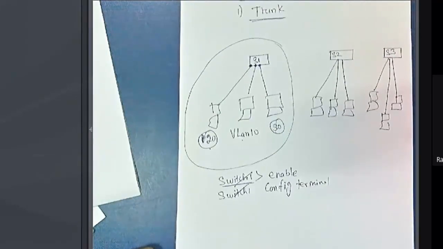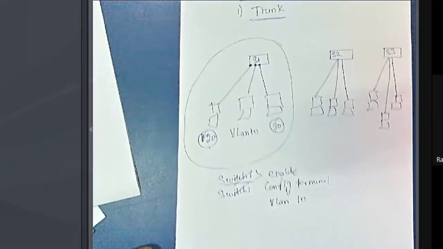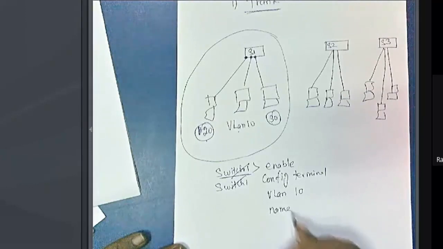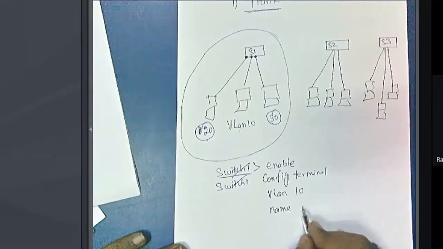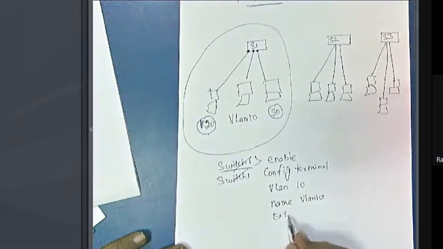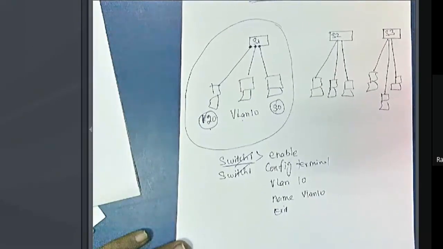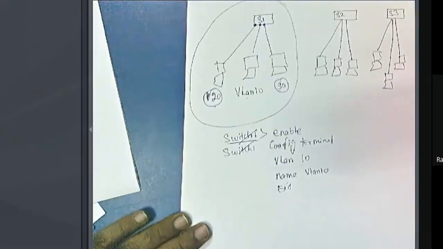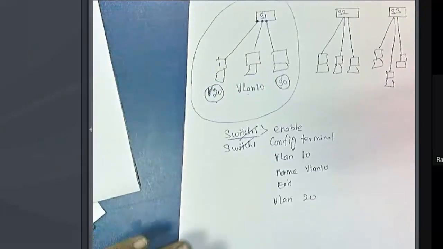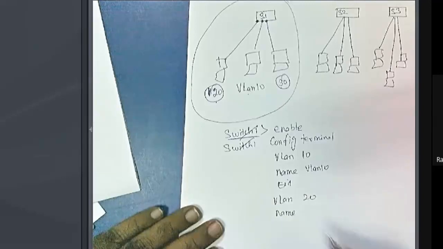Now, what is the next step? We have to create the VLANs. So how to create the VLAN? Give vlan 10, and the VLAN will be created. Then I give a name for this VLAN: name VLAN 10. I'm giving the same name, VLAN 10. Then I give exit. Then go to the next VLAN. I want to create another VLAN, VLAN 20.